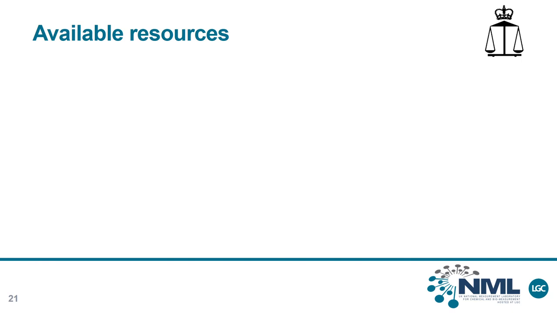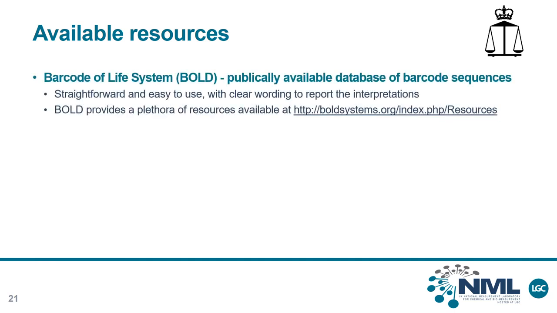There are plenty of resources available online to assist with the process of fish speciation and usage of the Labelfish SOP. BOLD is the publicly available database used in the Labelfish SOP. It is straightforward and can be used without training and can provide results in plain English. Additionally, BOLD has a page with links to online resources, including a Frequently Asked Questions page and the BOLD Handbook, which provides further guidance on using the BOLD system.